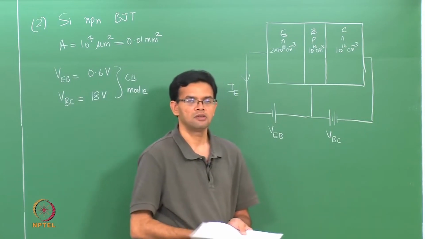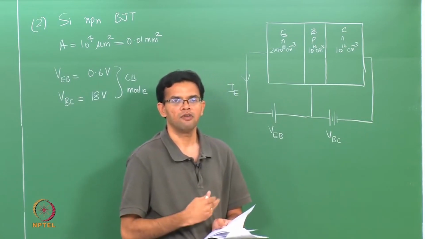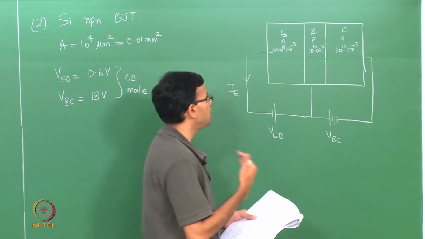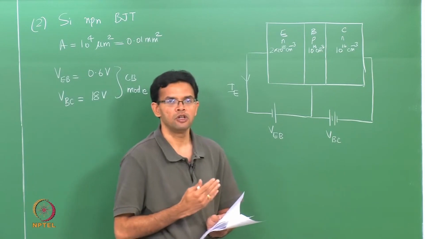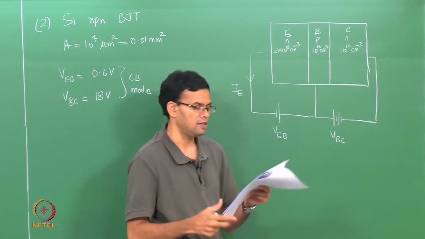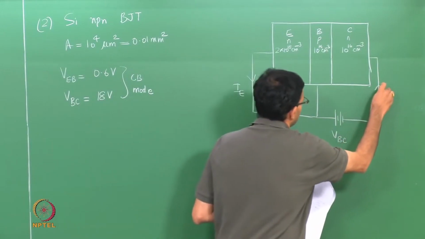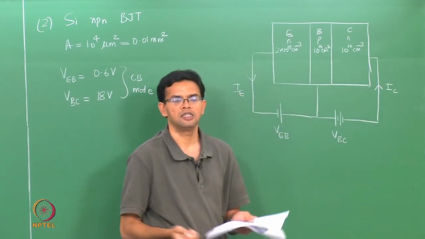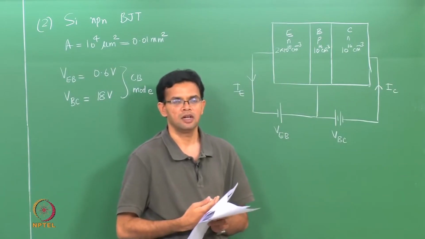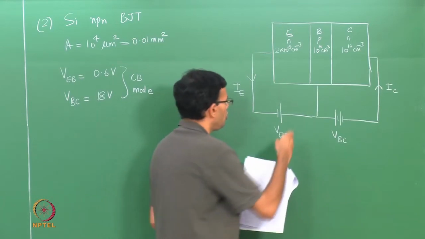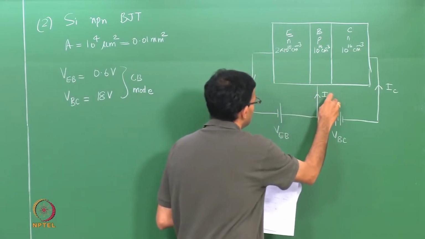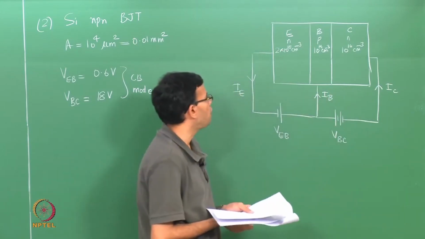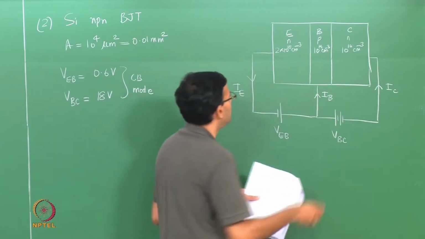These electrons are minority carriers. Some of them will recombine with the holes in the base, but most of the electrons essentially move through the base and go to the collector. This gives you the collector current IC. Those electrons that recombine in the base have to be replenished, so you also have a base current IB.